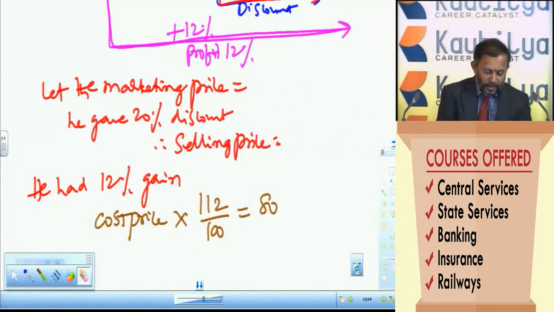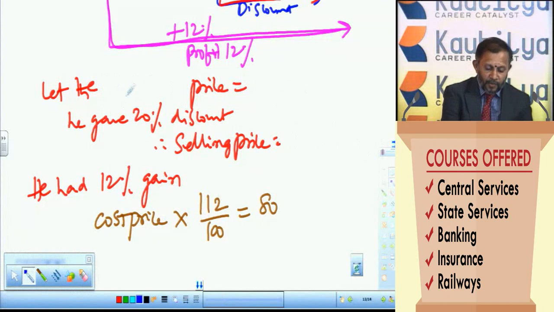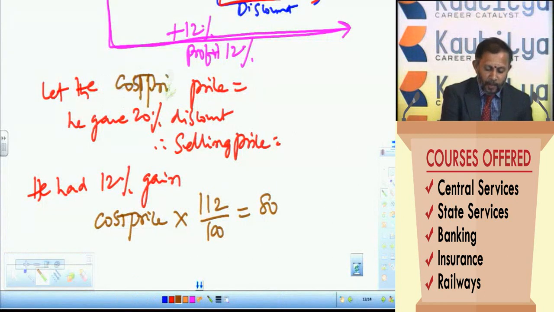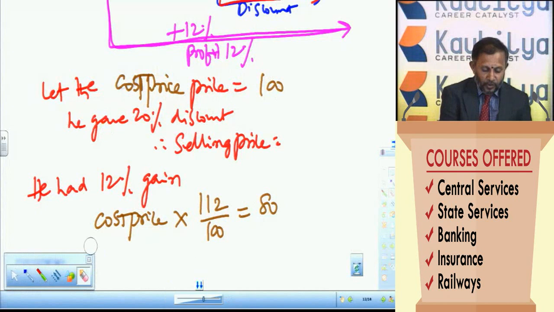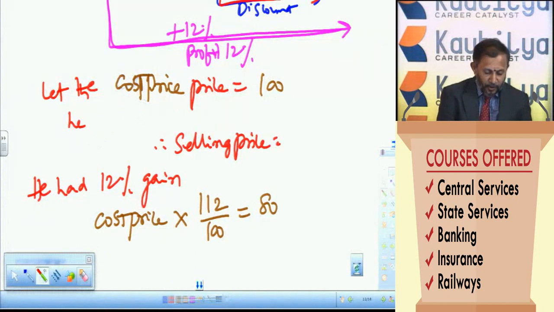So if you take the cost price as 100, here you mention, if the cost price is 100, he had a profit of 12%.